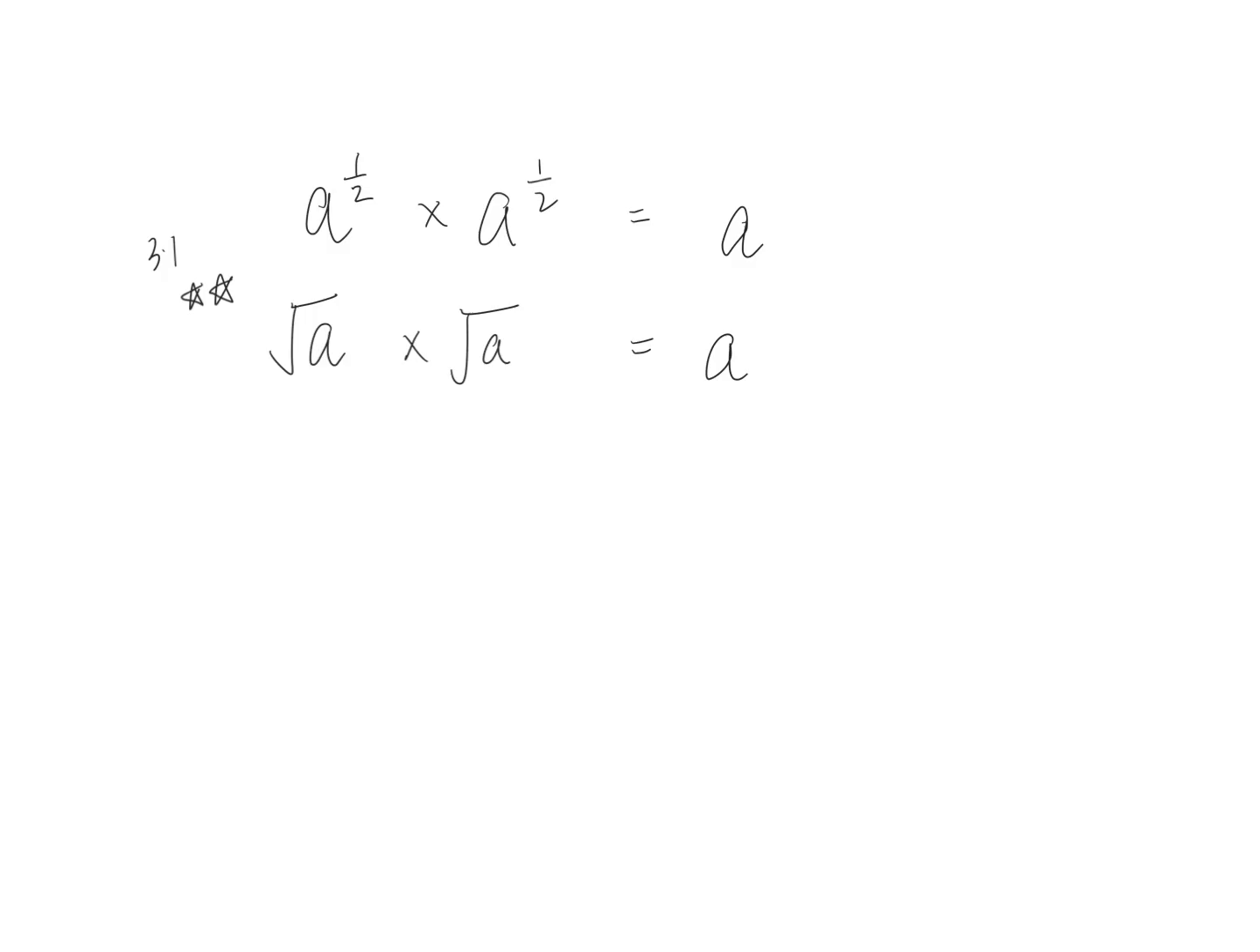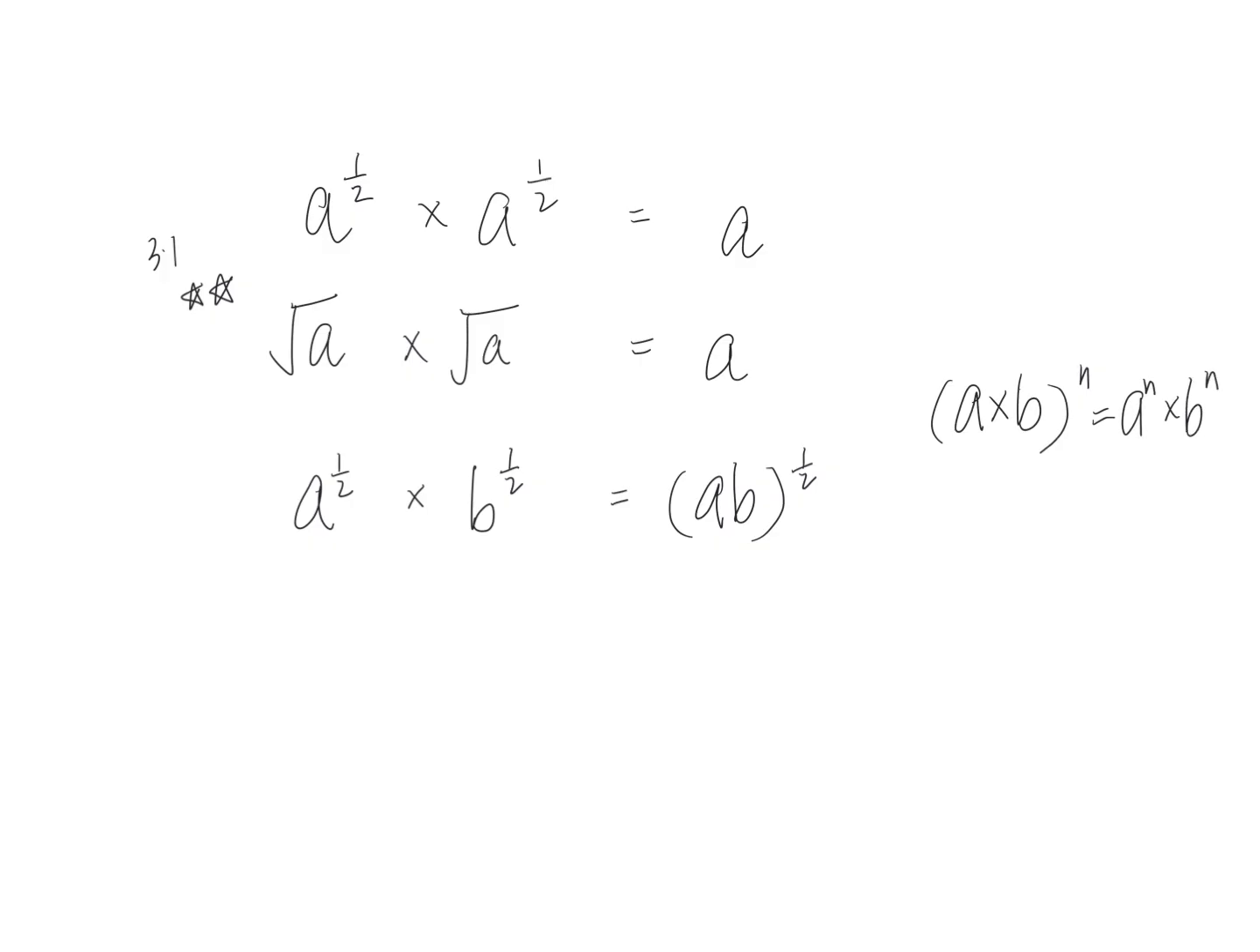Same thing. What if it's a to the power of half times b to the power of half? What do I get? ab to the power of half. Right? Because we had this, if you can still remember, a times b, and then if it's power n, both of them should get power n. So this is the reverse. This is also your indices law.